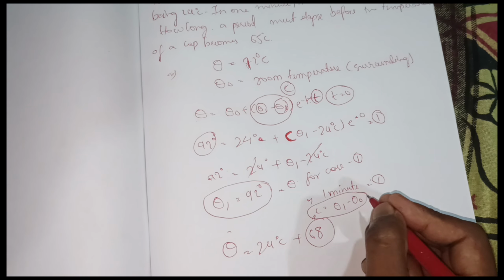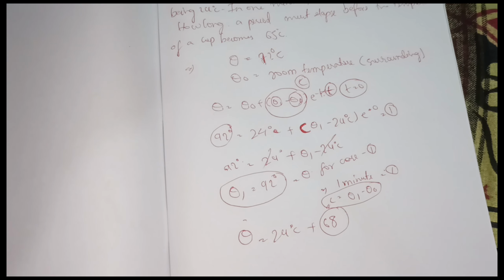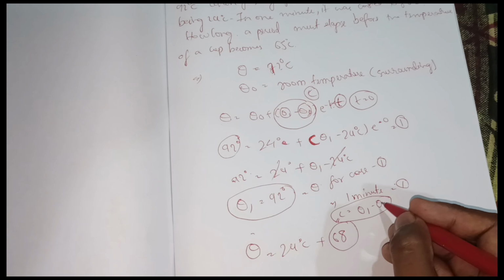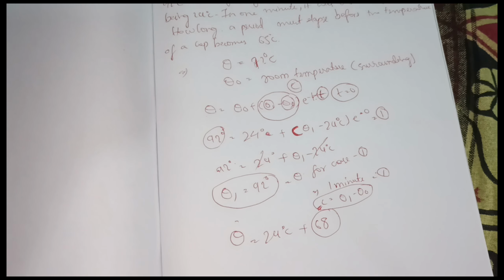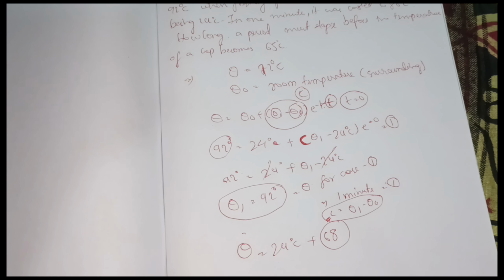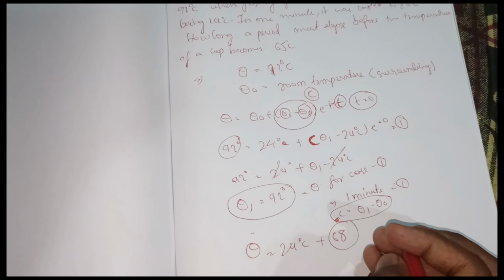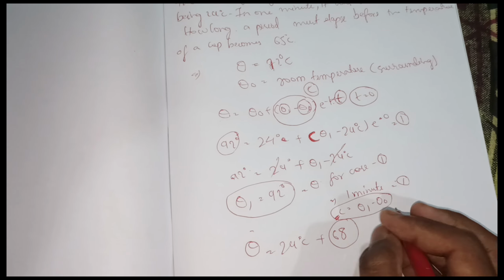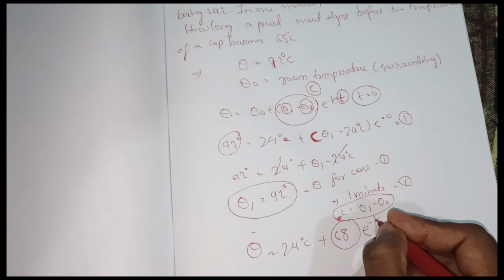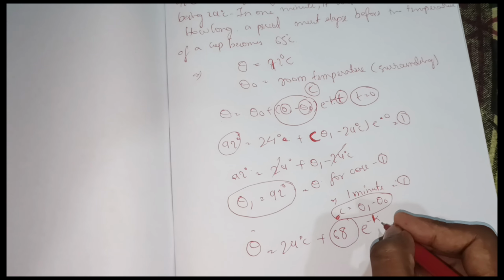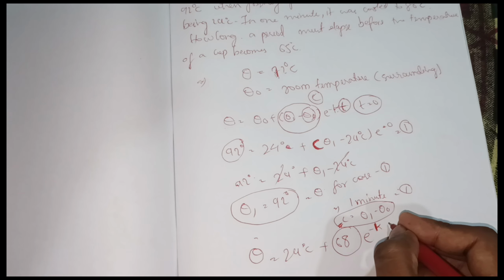It's a short trick, you can use it, or you can directly calculate it using C equal to; you can do it both ways. It is easy to take theta 1 minus theta naught, and by doing more problems like this you will get to know that this method is better for solving such problems. So I am using this method: 68 e power minus kt. Now we should find k for the second case.